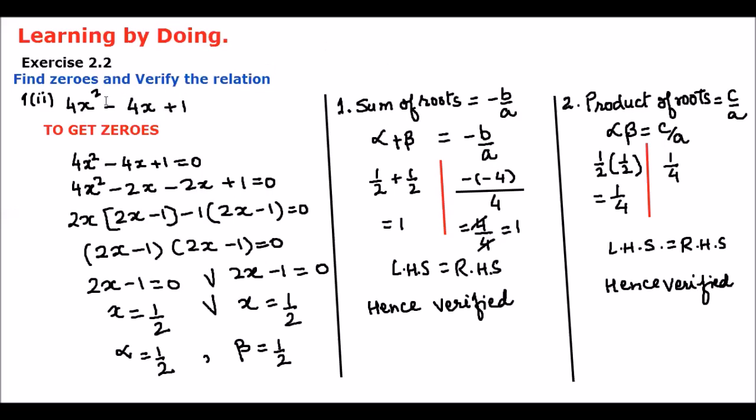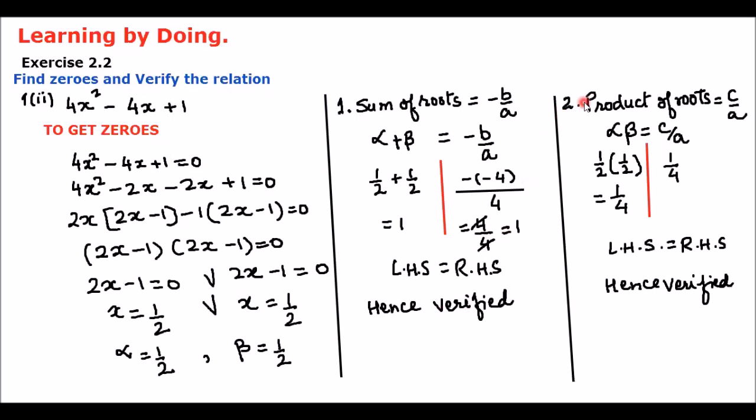B is the coefficient of x, and a coefficient is always taken with sign, so the coefficient of x is minus 4. That means the value of b is minus 4. This minus is from the formula. In place of b, you are putting the value of b, that is minus 4, and the value of a is 4. So minus minus makes it plus, and 4 upon 4 cancels and will give you 1. So left hand side is equal to right hand side. Therefore, this relation is verified.